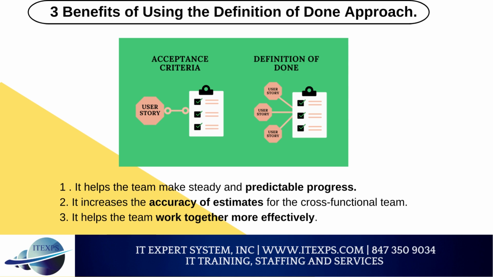Three, it helps the team work together more effectively. When they get together to discuss upcoming work during sprint planning, for example, a Scrum team with an agreed-upon definition of done already has a shared understanding of what each item in the sprint will require. This will make it much easier for the team to assign tasks, work cohesively, and ultimately develop higher quality products consistently.